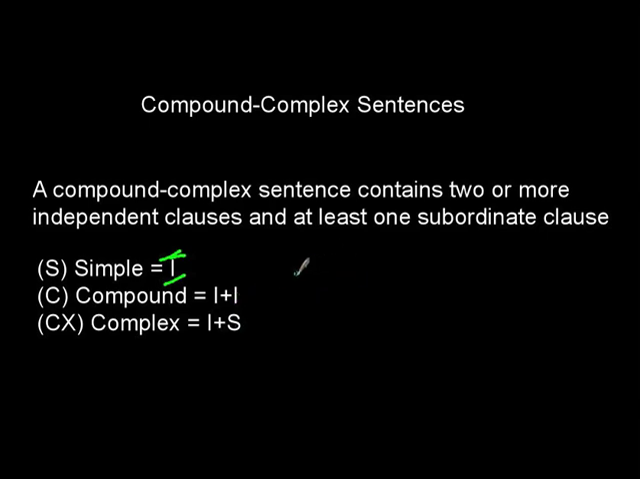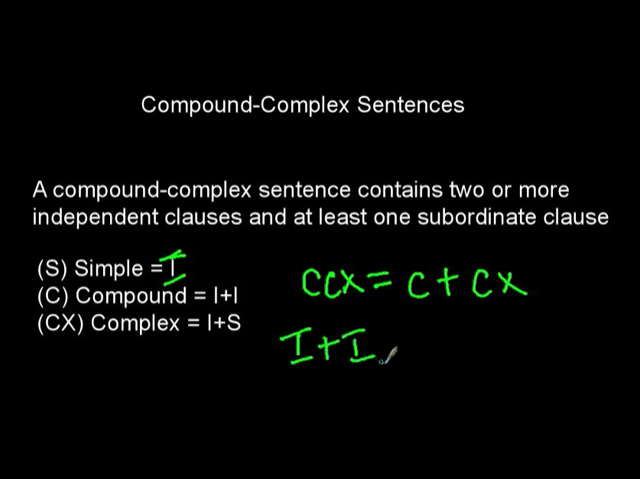So if I were to write out the formula, if you will, for a compound complex sentence, CCX, then I'd say, well, we have CCX must equal, naturally, compound plus complex sentence, right? Well, sometimes just saying I'm looking for a compound sentence or I'm looking for a complex sentence is by itself a little difficult. So it's easier to think of it in their component parts. A compound sentence is going to be an independent clause plus an independent clause, and a complex sentence is going to be an independent clause plus a subordinate clause. That's what equals a compound complex sentence.